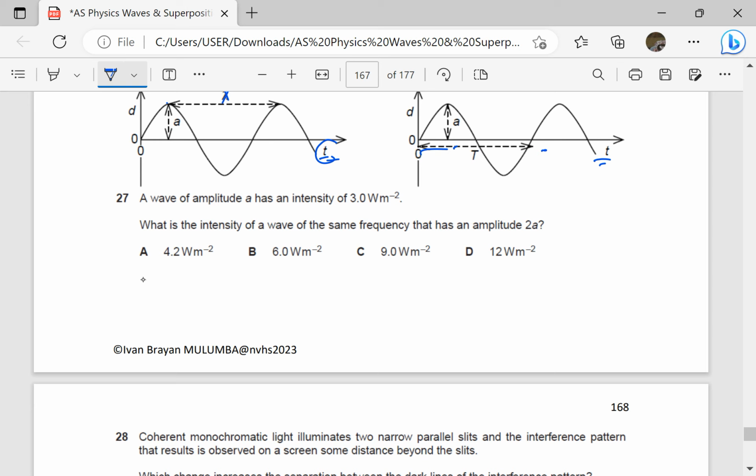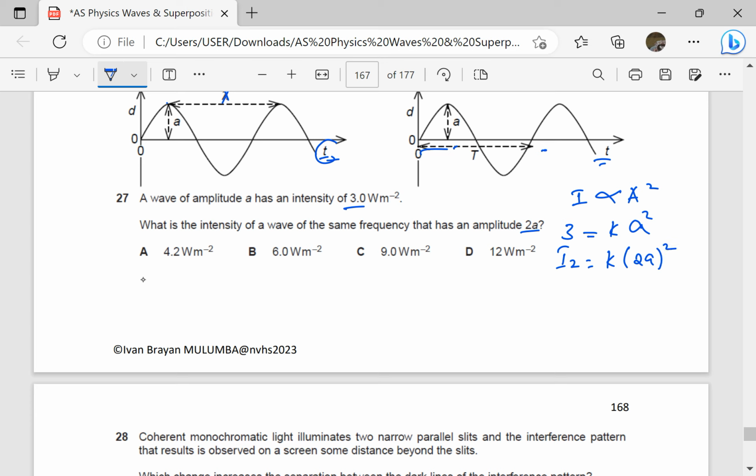A wave of amplitude A has an intensity of 3 watts per meter squared. What is the intensity of a wave of the same frequency that has amplitude twice A? Intensity is directly proportional to amplitude squared. When the intensity is 3, this is equal to a constant times A squared. Then when the intensity is I2, this is equal to a constant times twice A squared.